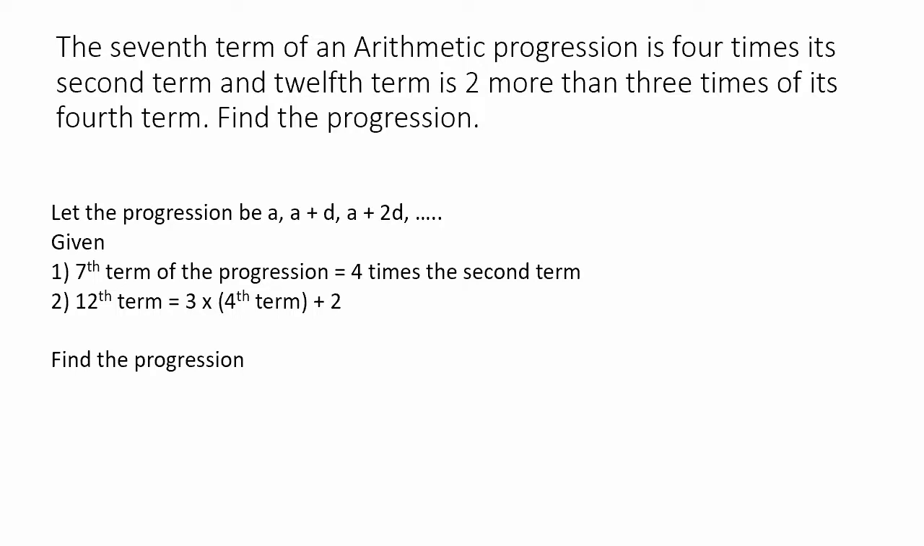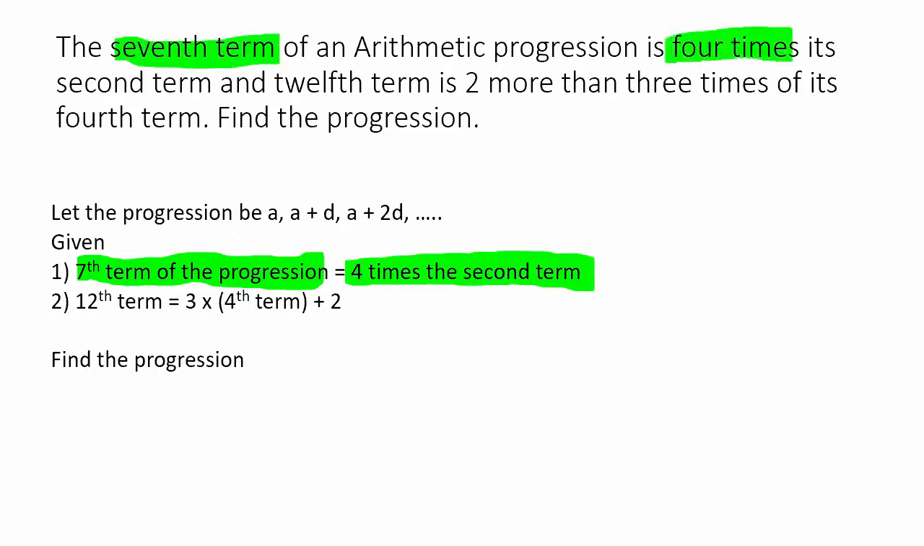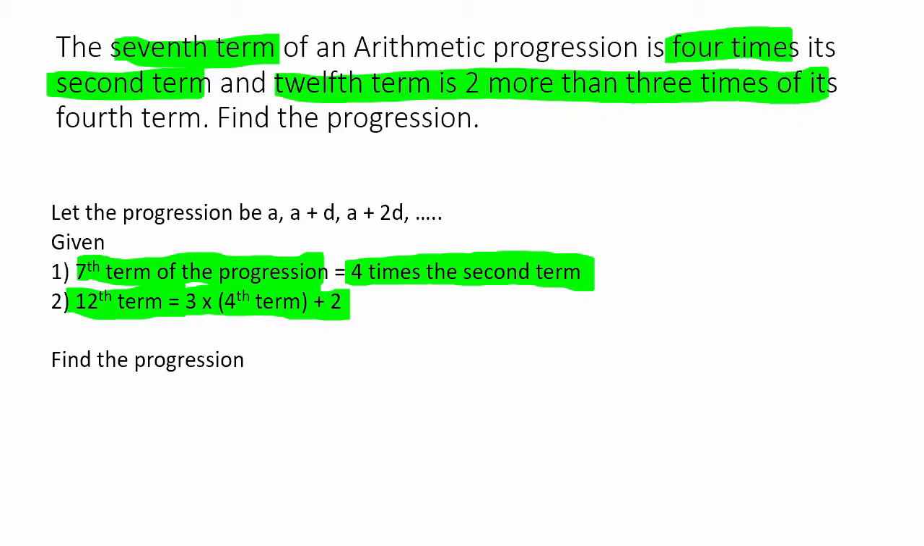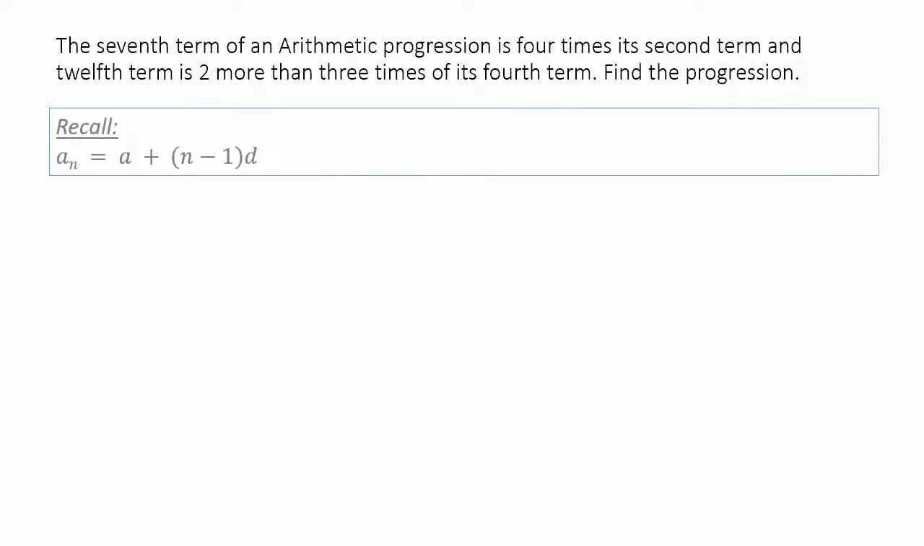In the question, the 7th term of the progression is 4 times the 2nd term. And the 12th term is 3 times the 4th term plus 2, that is, the 12th term is 2 more than 3 times its 4th term. So we are asked to find the progression. Okay, so what is the next step?